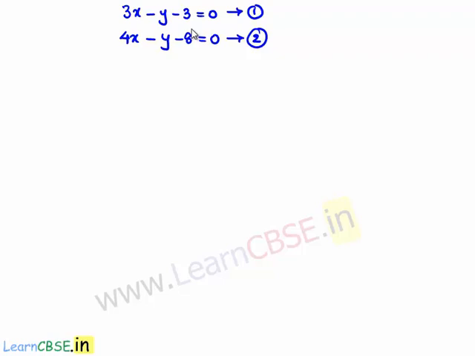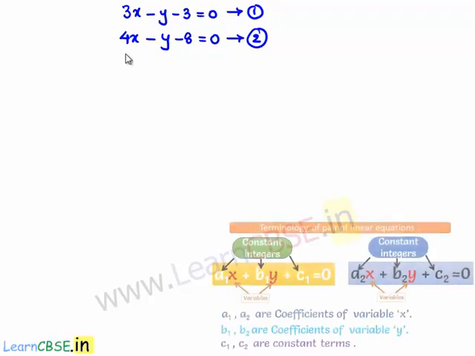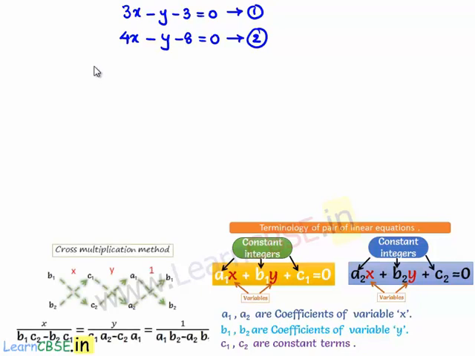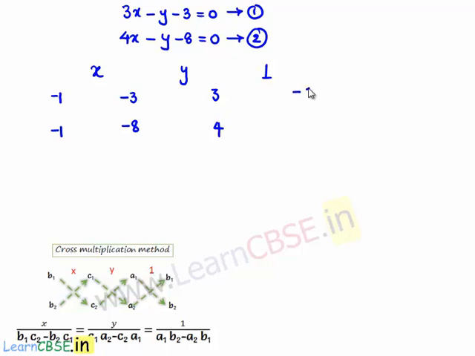Now we are required to find the solution of this problem by cross multiplication method. So for cross multiplication method, we need to draw a diagram which is as follows. So first write x, then y and then 1. Next, write the coefficients of y here, which is minus 1 and minus 1. The constant terms here, minus 3 and minus 8. The coefficient of x here, 3 and 4. And again the coefficients of y, which are minus 1 and minus 1.